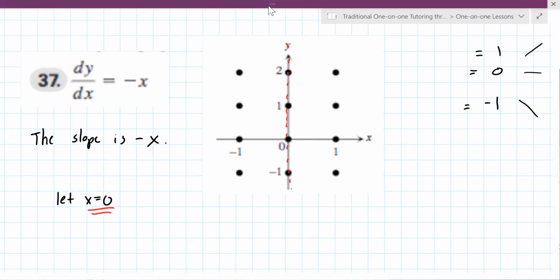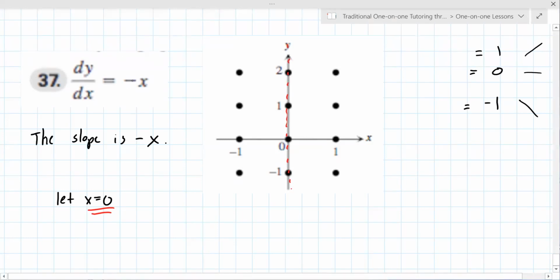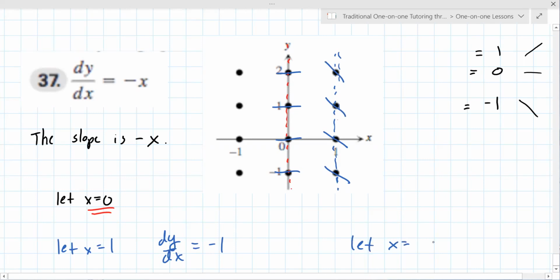So let x equal 0, that's true everywhere along here. What is -0? Well, it's 0. So all of these have this horizontal slope. Okay. Now let's let x equal 1. That's true all along here. X is equal to 1 all along here. But dy dx equals -1. So these go down. And it just so happens that when you let x equal -1, dy dx equals -(-1), which equals 1. So these go all up and to the right.